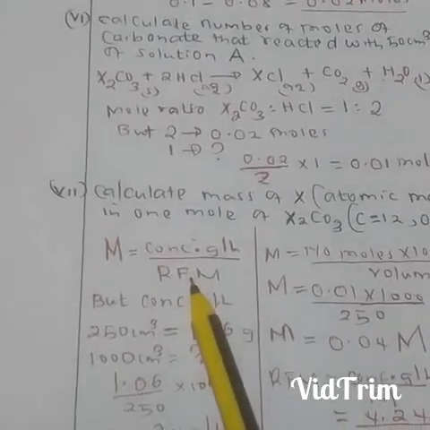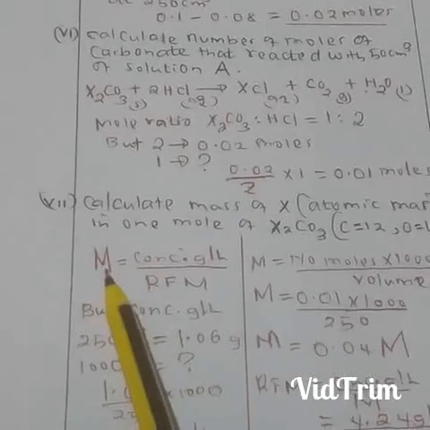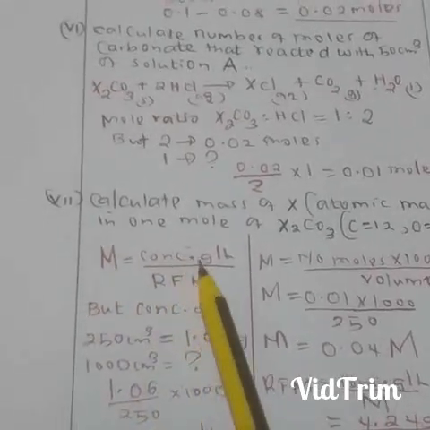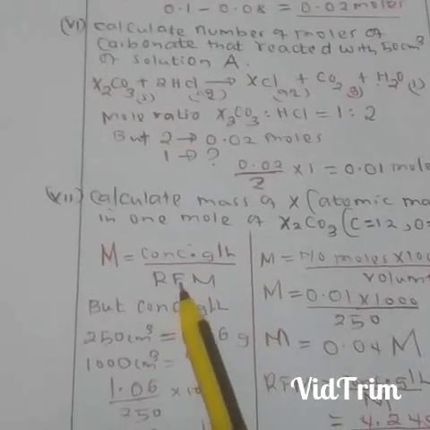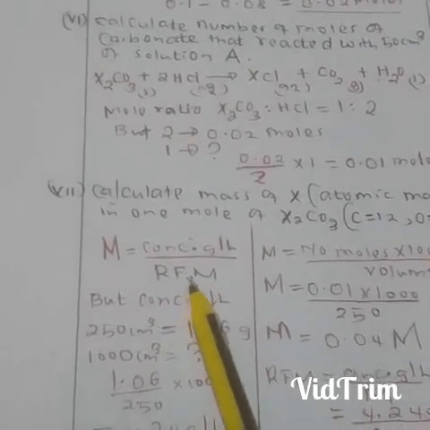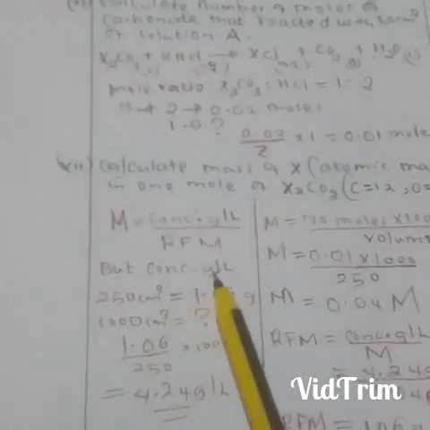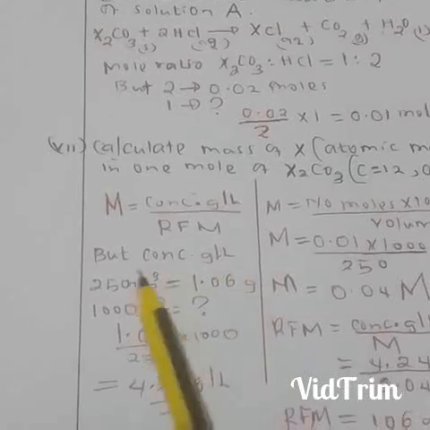Is it okay, my student? But now, do we know the molarity? No. So let us calculate the molarity and also calculate the concentration in grams per liter before we calculate the RFM by making the RFM the subject of the formula. Is it okay, my student? But concentration in grams per liter, how do we calculate concentration in grams per liter?